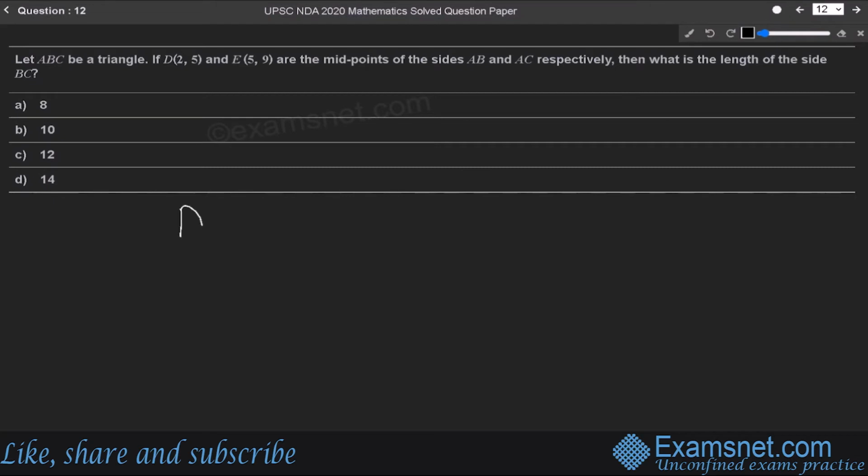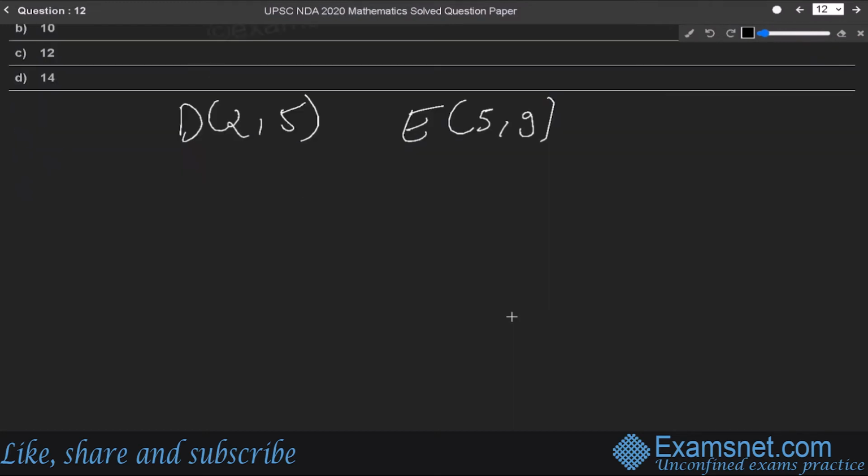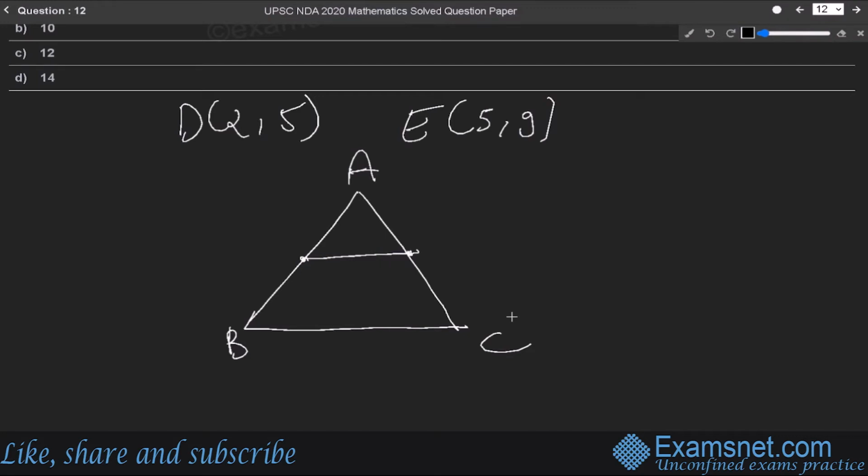Now, the points are D (2, 5) and E (5, 9). It is given that both are the midpoints of sides AB and AC, but we don't know the sides. So first let us make the diagram. It will make it easier to understand this question. Let this be a triangle ABC. Now midpoints of AB and AC means here and here. So let us draw a line joining the midpoints. So name them D (2, 5) and E (5, 9). I hope now it is clear to you.